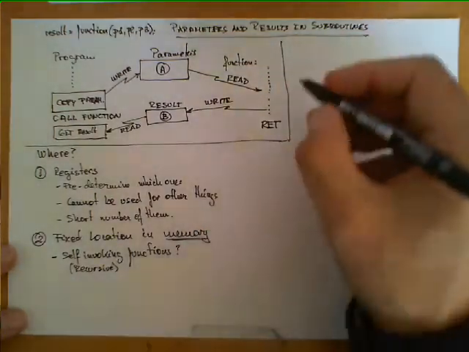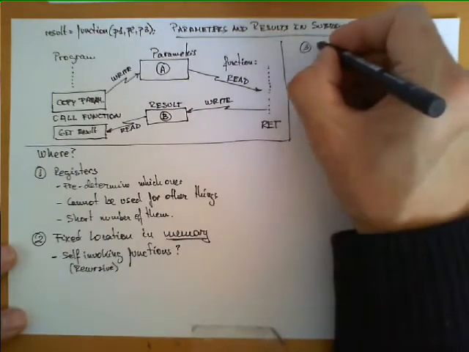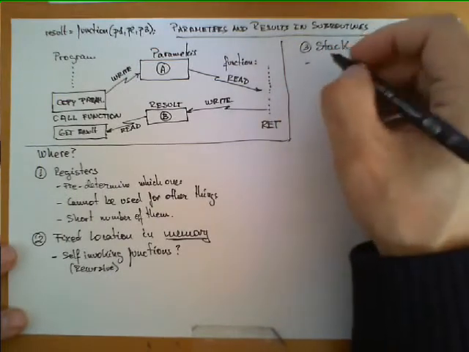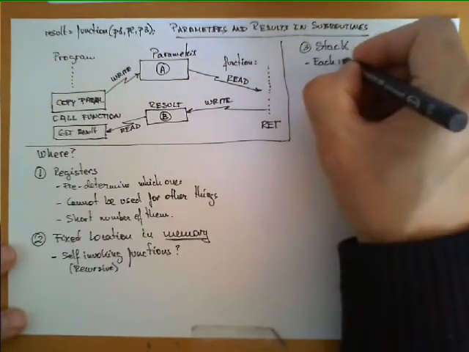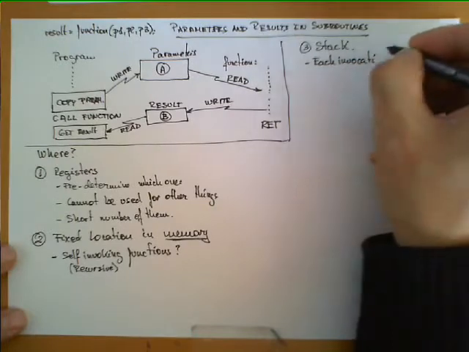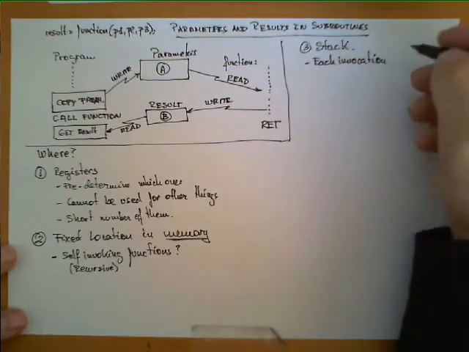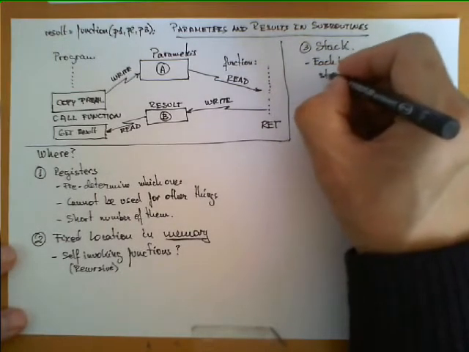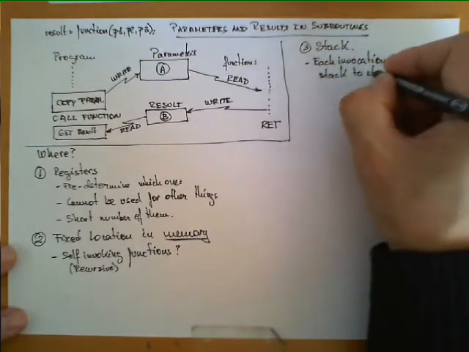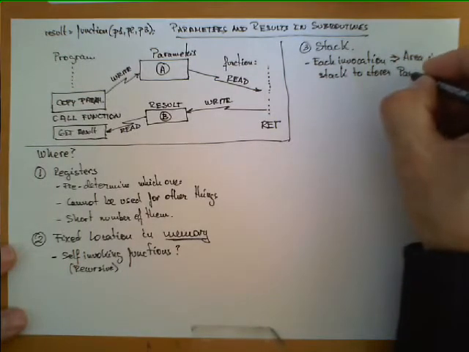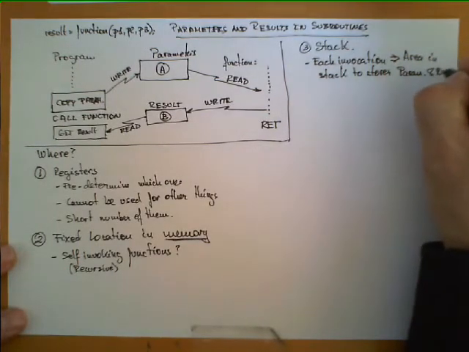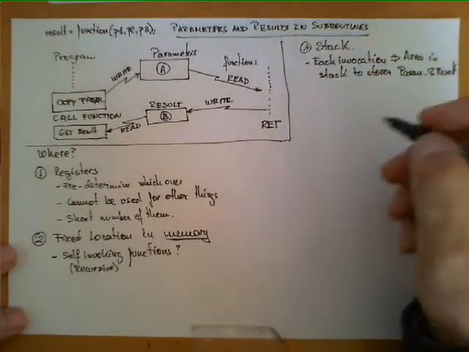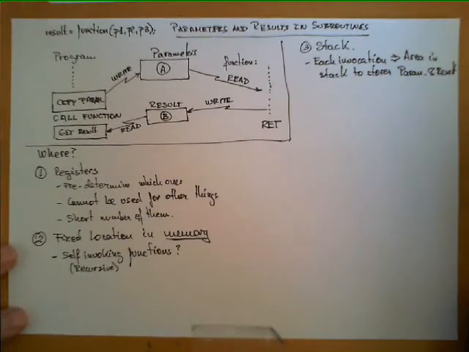How do we solve that? And that is option number 3. That is using the stack. So for the stack solution, each invocation, not each subroutine, each time an invocation is performed, we allocate an area in the stack to store parameters and result. And this is the solution that has been adopted by most of the microprocessors.